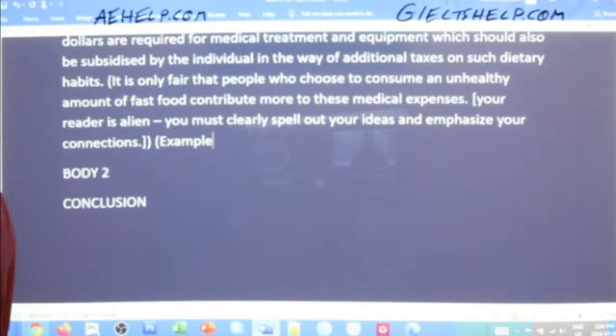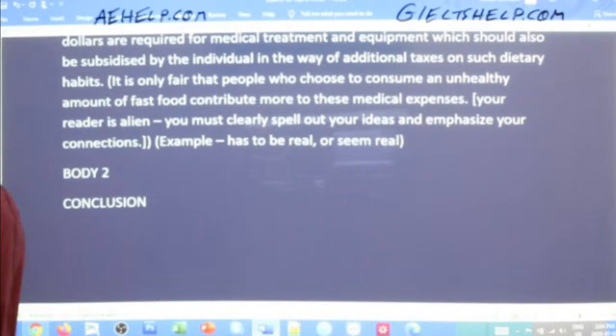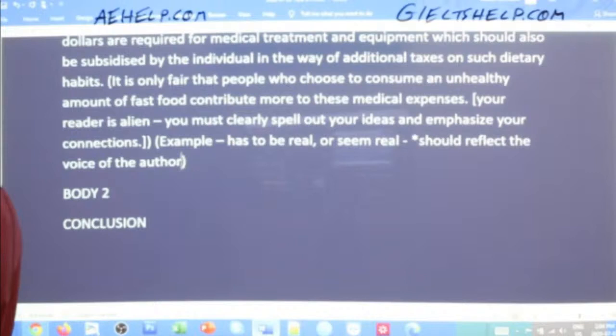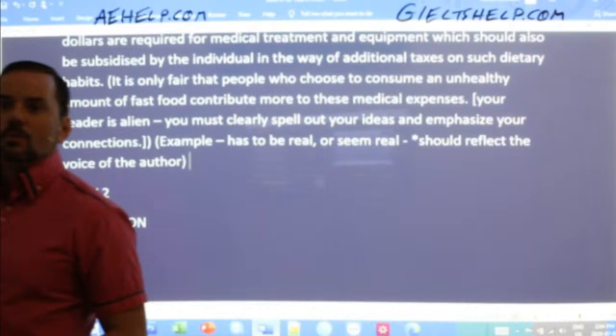So I'm going to write an example. You do the same. The example has to be real world or seem like real world. Okay. It has to be real or seem real. Should be kind of visual, something that we can see. And it should reflect the voice of the author. In this case, it's first person. Okay. So you definitely want to have the first person voice in there. This is a first person essay.